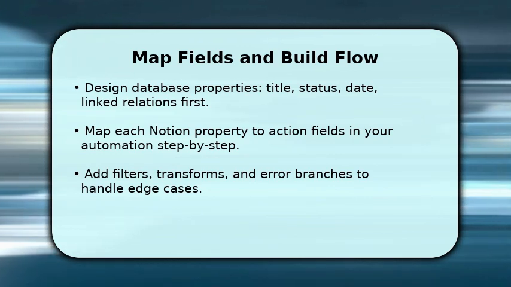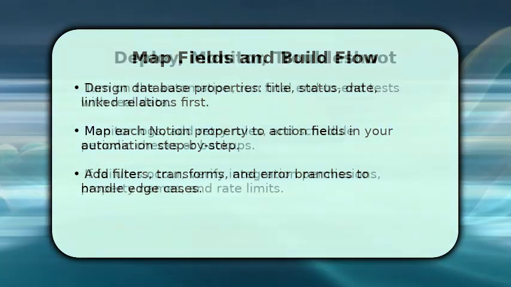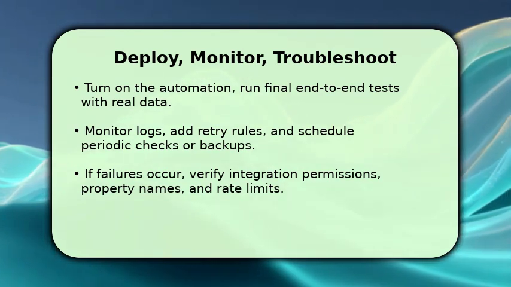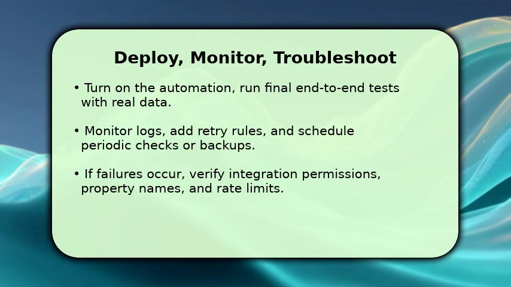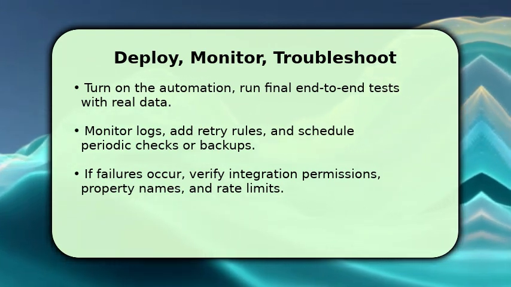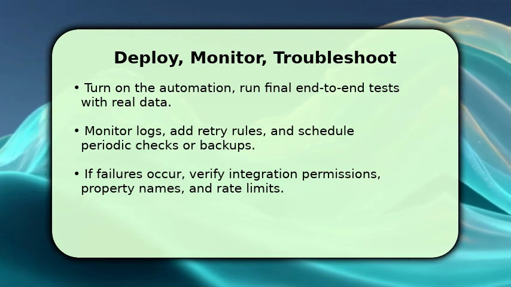Test each step with sample entries and inspect return. Finish by enabling the automation and running an end-to-end test using real entries. Watch logs closely for errors. Make sure to add retry rules and graceful failures so rows don't get lost, and set scheduled health checks or backups for critical databases. Once deployed, monitor for unexpected behavior for 48-72 hours.